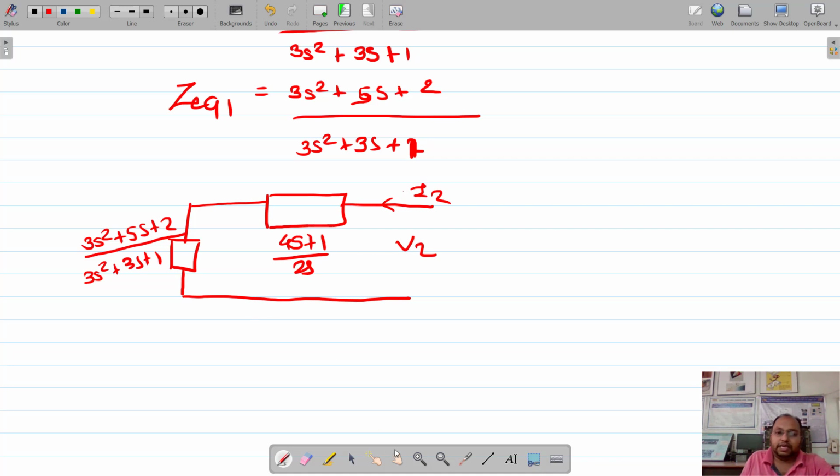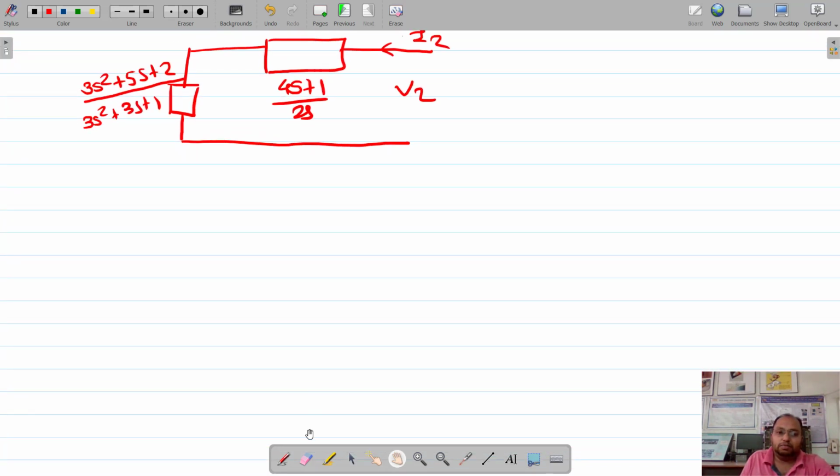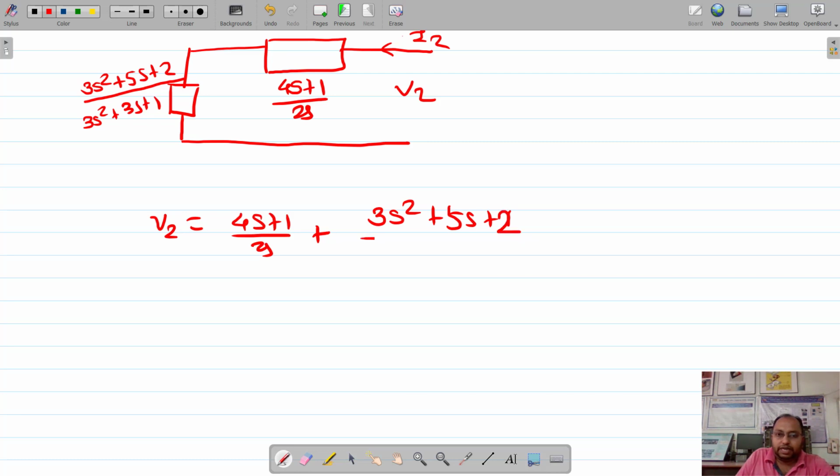Okay, now let us apply KVL. I hope the complexity of this problem is increasing gradually, right? So over here, 4s plus 1 divided by 2s plus, now this term is (3s square plus 5s plus 2) divided by (3s square plus 3s plus 1), and this is multiplied with I2.